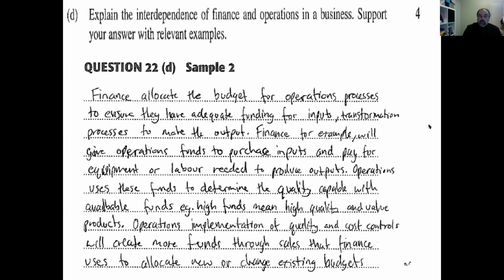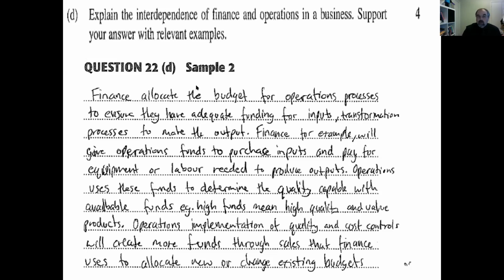So the way that I teach my students to answer a question like this is it's an explain. So we're looking at the cause and the effect, but we're also looking at the linkages between them. So let's have a look at this answer. It says finance allocates the budget for operations processes to ensure they have adequate funding for inputs, transformation processes to make the output. So what can we learn from this answer here is we don't just say, well, finance gives money to operations to make the product. That's the simple answer.